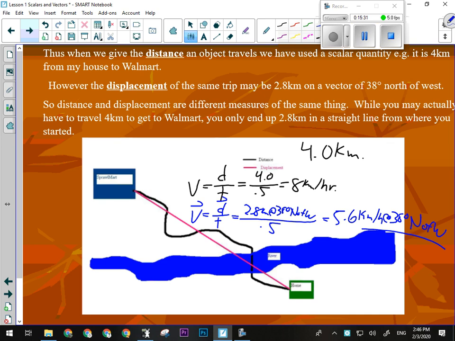8 kilometers. My total distance walked is 8 kilometers. It was 4 kilometers to Walmart, 4 kilometers back. That took me 1 hour. What's my average speed? 8 kilometers per hour. 8 kilometers, 1 hour. Everybody okay with that?